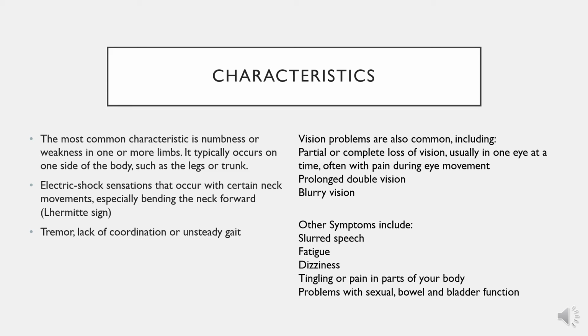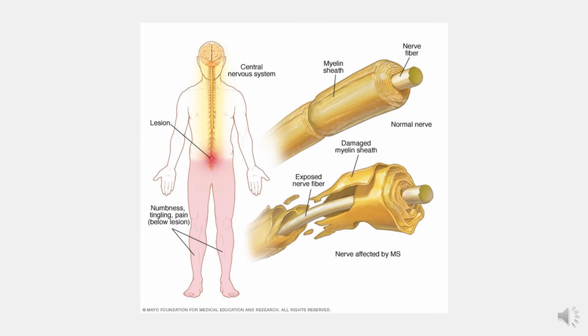Vision problems are also common, including partial or complete loss of vision, usually in one eye at a time, often with pain during movement, as well as prolonged double vision and blurry vision. Other symptoms include slurred speech, fatigue, dizziness, tingling or pain in parts of your body, and problems with sexual, bowel, and bladder functions as well.